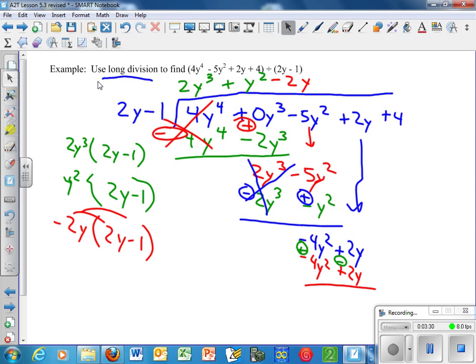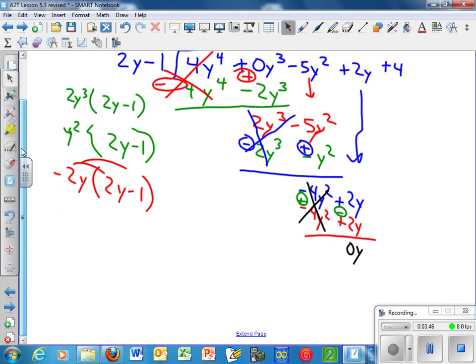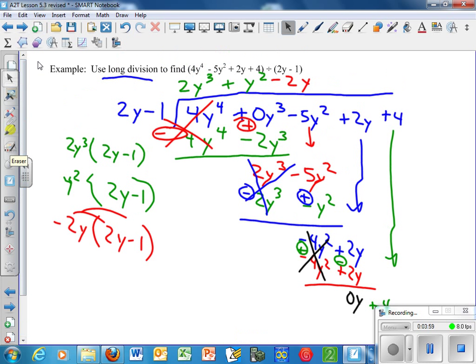Okay, now, kind of a unique case here. These drop out like always. Notice I have 2y minus 2y right now. That's 0y. Okay, it doesn't happen a lot, but can occasionally happen here. We still need to carry down our next term. So let's carry down plus 4. Okay, but we've got that 0y there. So how many times does 2y go into 0y? Well, it's really plus 0. So our constant's going to be 0.